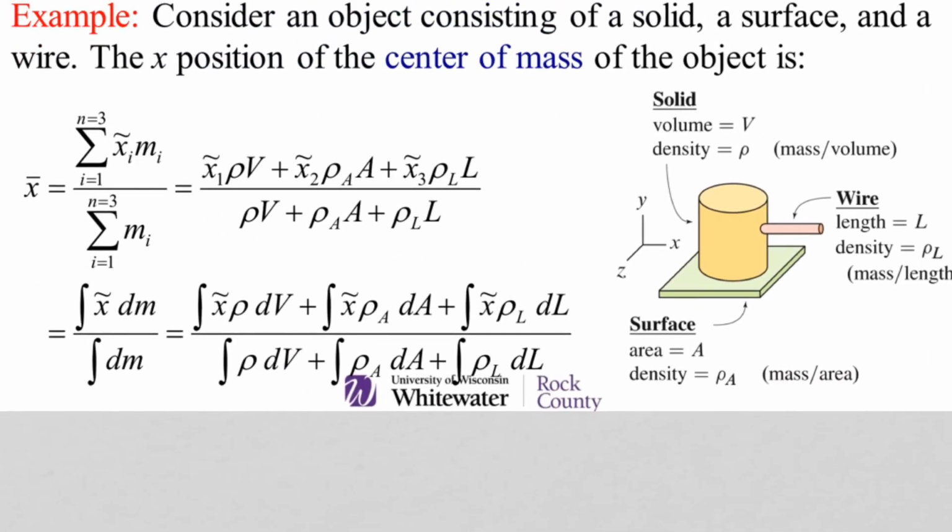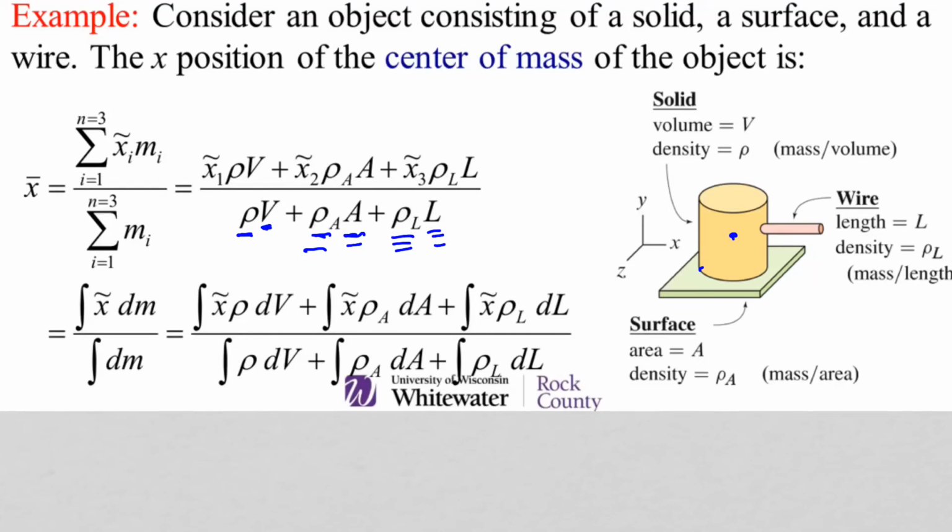So if we look at that, we have three different components: the solid, the wire, and the surface. We can find, again, so we're going to sum up our masses from 1 to 3 for each of these objects. And if we look at this equation, what we have is the density of the volume times the volume itself. Then we have the density per area, which is that surface plate, times the area of the plate. And then last, we have the length, the density per length, times the length of the wire.